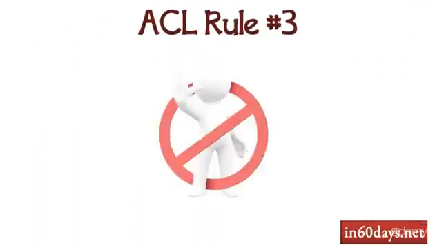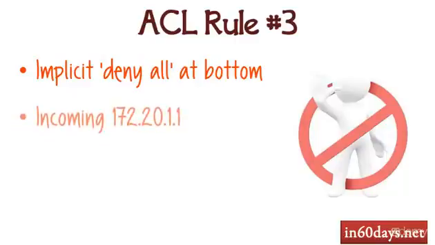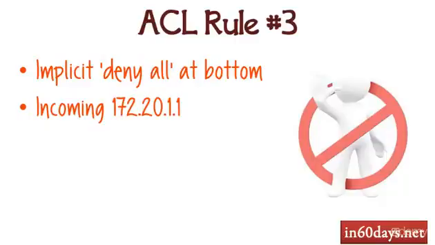Number 3. There's an invisible, some people say implicit, but anyway, you can't see it, so I say it's invisible, deny all at the bottom. So imagine you've got an access list that's permitting certain traffic, possibly denying other traffic. The whole idea behind an access list is it denies everything, or it denies everything that you tell it that isn't permitted. So it would be a bit strange for an access list to permit everything at the bottom.